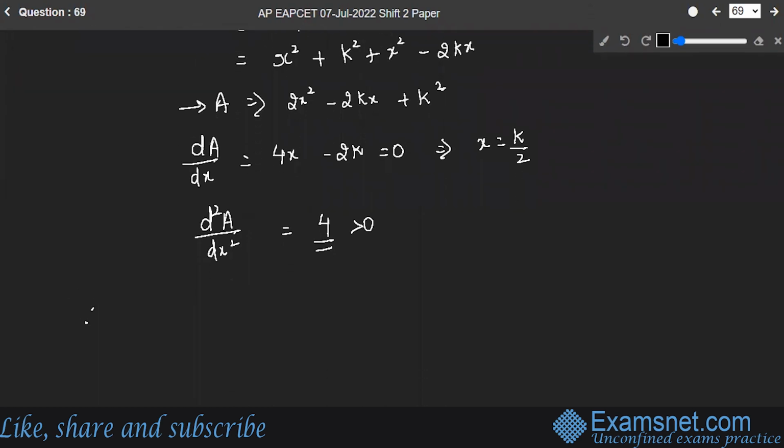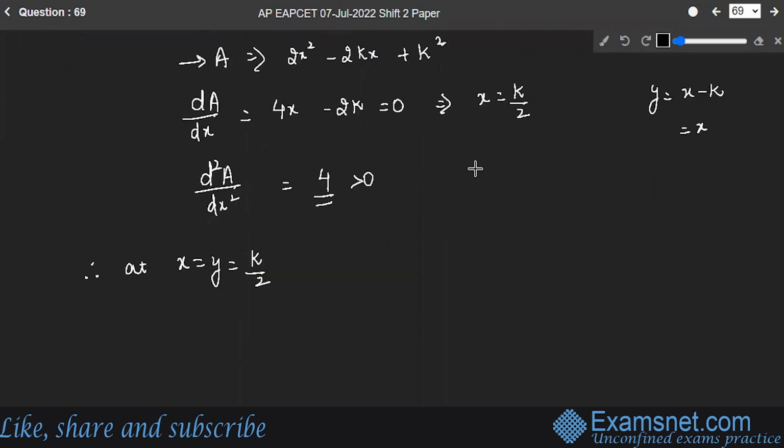Therefore, at x is equal to y is equal to k by 2. See, y will be, y was x minus k, right? Wait, y was k minus x, sorry. Just check. Yeah, it was k minus x.